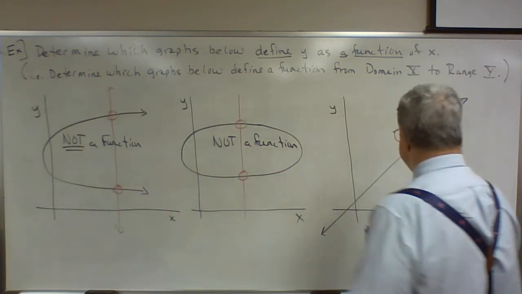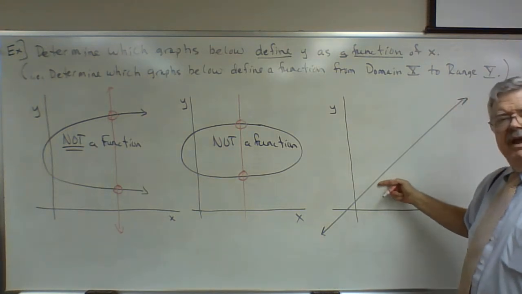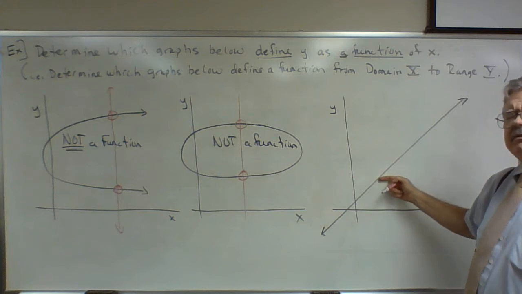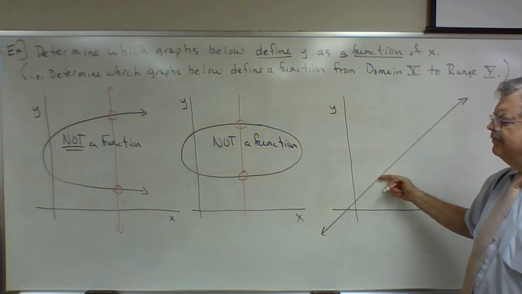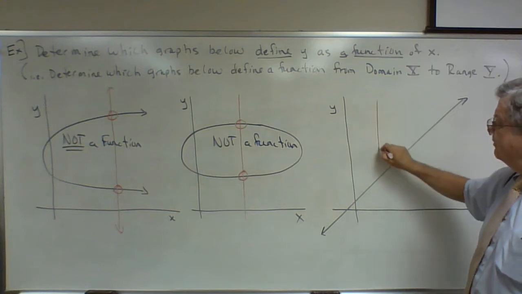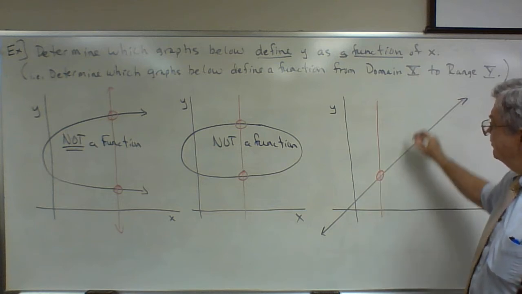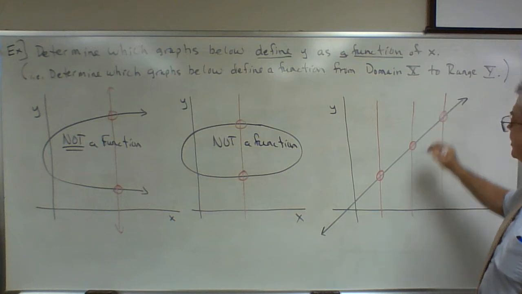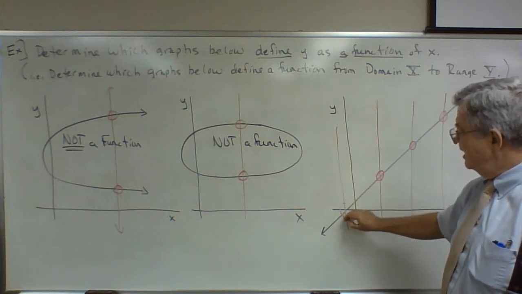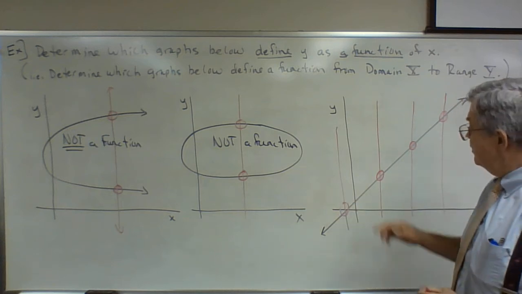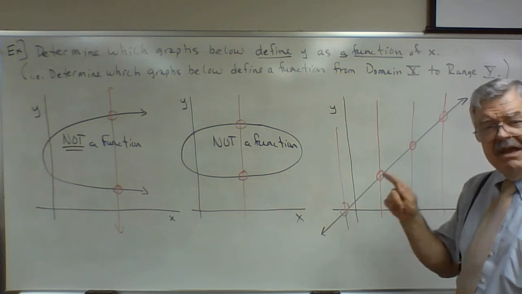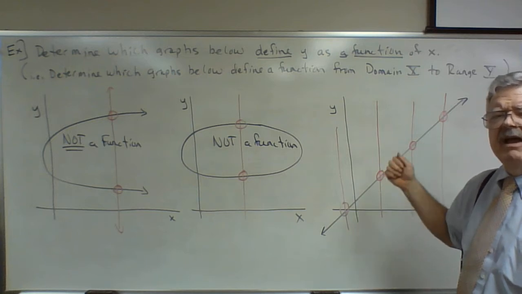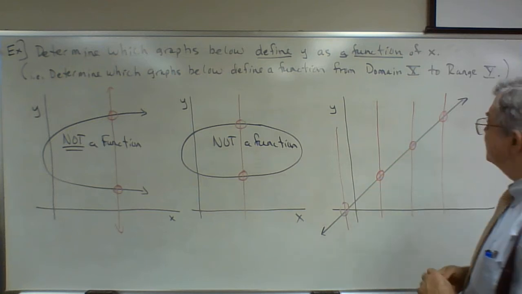And finally, this guy. Does this graph define y as a function of x? Does this graph define a function from set x, the domain, to set y, the range? Let's draw our vertical lines. 1 point of intersection. 1 point of intersection. 1 point of intersection. And we see how this is going to play out. No vertical line that we can draw intersects the graph of this equation at more than 1 point, so this graph defines y as a function of x.